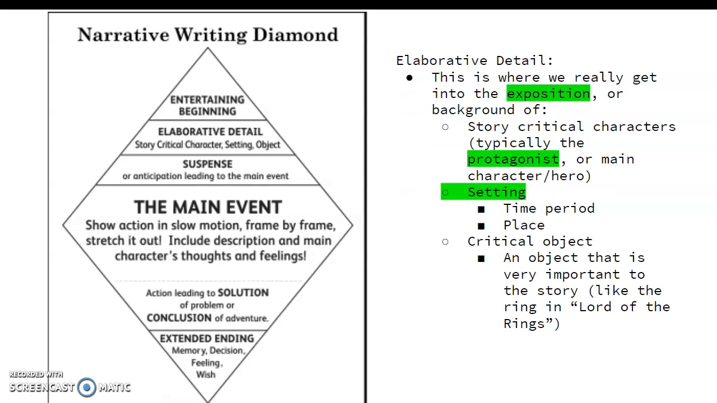Then we're going to move into that elaborative detail. This is actually where we're getting into that exposition that you've probably heard about in reading class. Exposition is the background. That could be the background of the characters, like the protagonist, or the setting, which is the time period and the place. It could even be about a critical object. Like if you think about the book or the movie trilogy, The Lord of the Rings, the whole point of the story is about a ring.